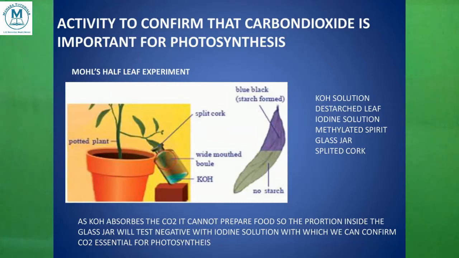As CO2 is absorbed by KOH solution, the leaf is not getting CO2. That is the reason it couldn't prepare food. As it is not preparing food, there is no starch in the inner portion of the leaf. That is the reason the leaf is not showing a positive test. That means it is not turning blue when tested with iodine solution. So with the help of Mohl's half leaf experiment, we again proved that carbon dioxide is important in the process of photosynthesis.